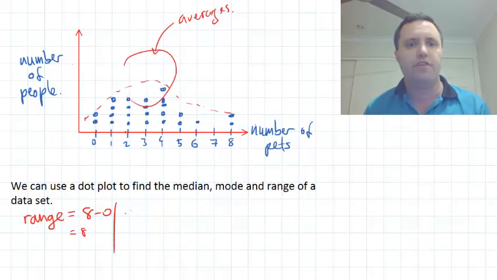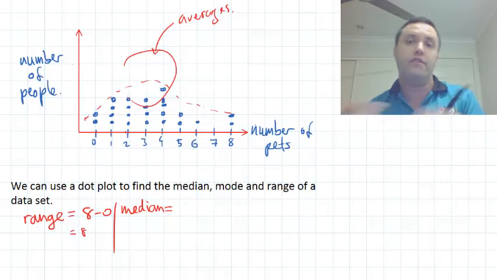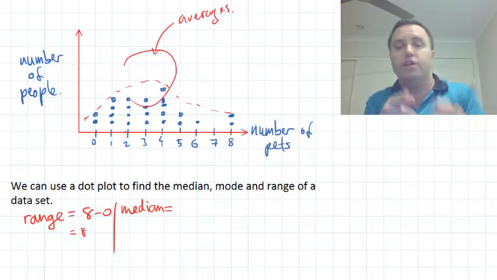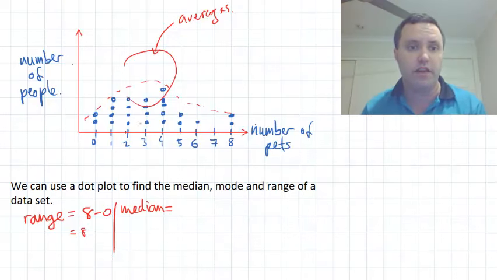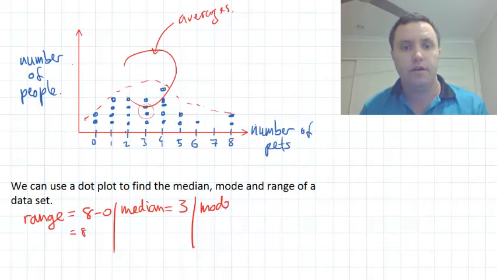Done. We can find the median as well. There are 24 numbers in this data set, so that means the median is going to be between 12 and 13. So let's count 12 values in. We count from the 0: 1, 2, 3, 4, 5, 6, 7, 8, 9, 10, 11, 12, 13. 12 and 13 are both in this 3 column, so our median is going to be 3. Easy. Our mode, well, we just look for the column with the highest number of dots, which is column 4. It has the most, so the mode of this data set is going to be 4.